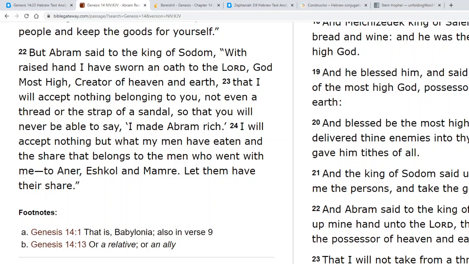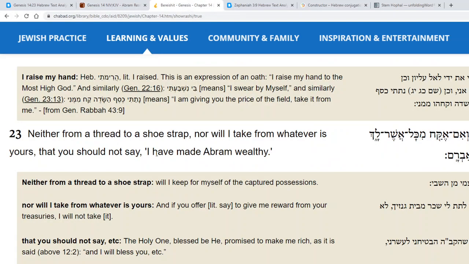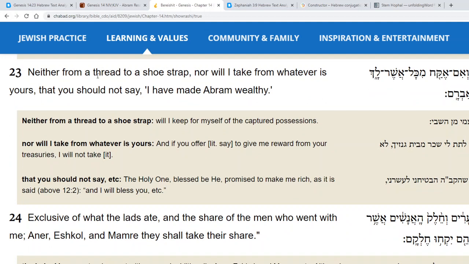NIV: that I will accept nothing belonging to you, not even a thread or a strap of a sandal, so that you will never be able to say, "I made Abram rich." Neither from a thread. So they're translating it as neither.